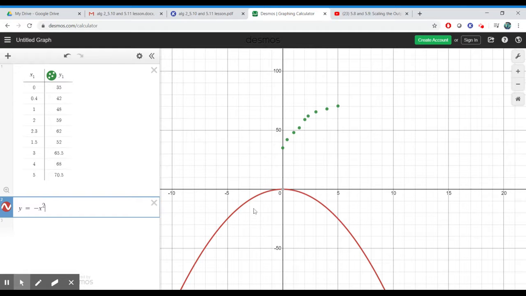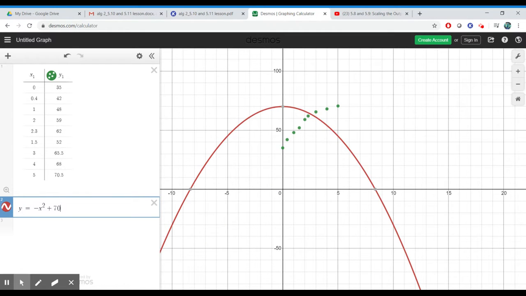So the next step is going to be to transform, or translate, I should say, translate this entire parabola up 70.5 units so that the highest point matches over here. I know that just adding a number to my equation here will shift everything upwards. So I'm going to do plus 70.5, see what that looks like.